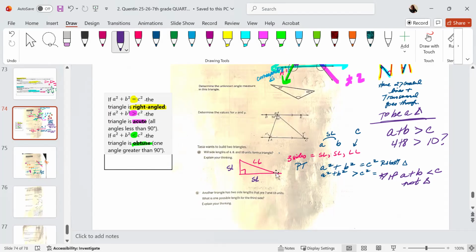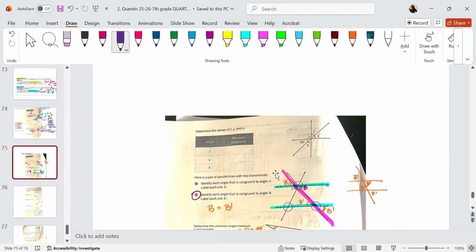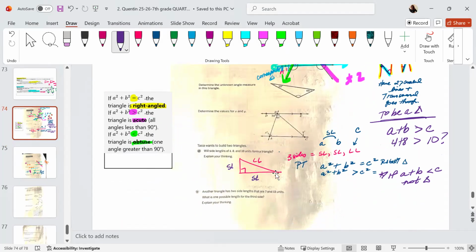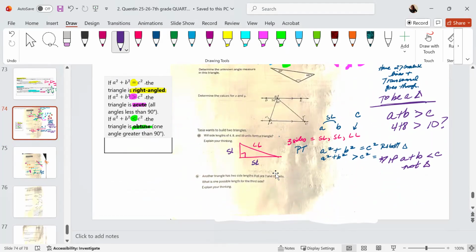Another triangle, read it, please. Another triangle has two lengths that are 7 and 13. What is one possible length for the third side? I said 8. 7 plus 13. Okay, so here's the thing.